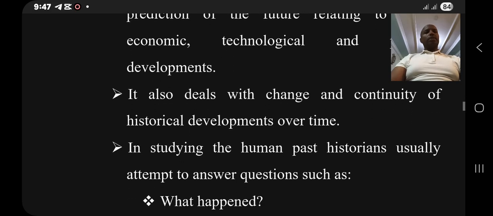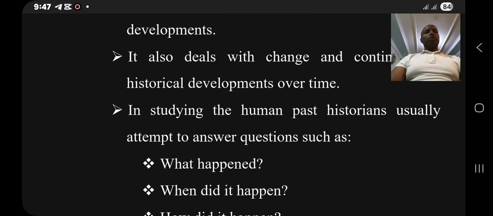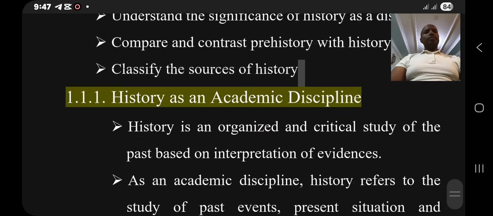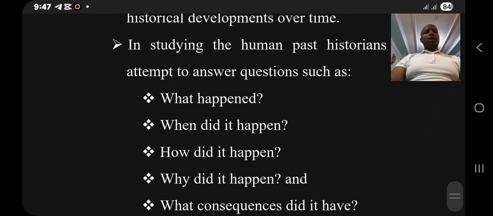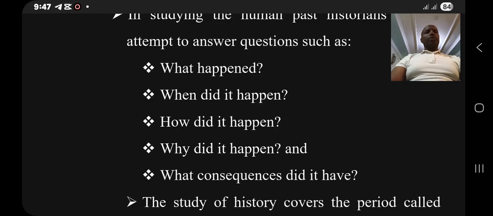In studying the human past, historians usually attempt to answer questions such as what happened, when did it happen, how did it happen, why did it happen, and what consequences did it have? So, history answers these WH questions. These are very important questions which historians raise.